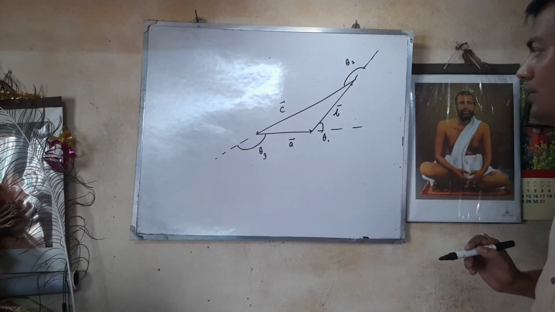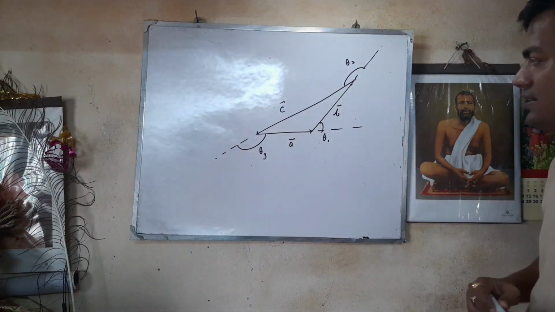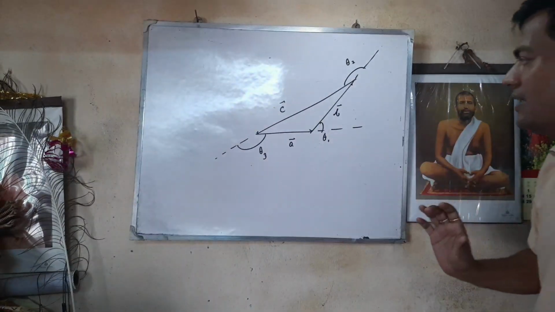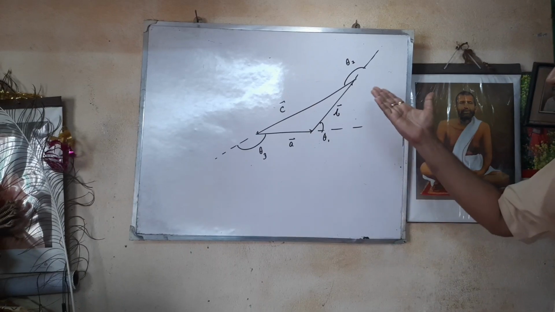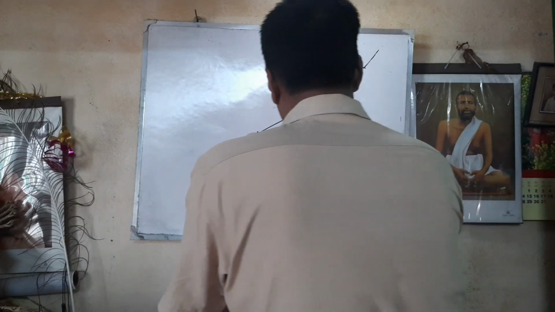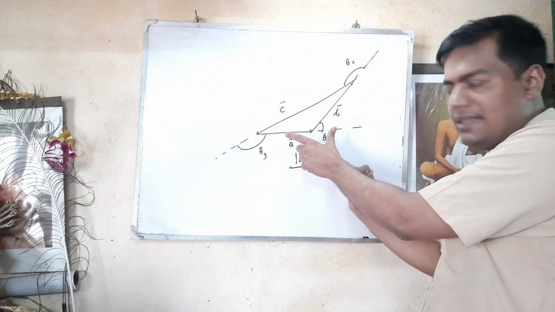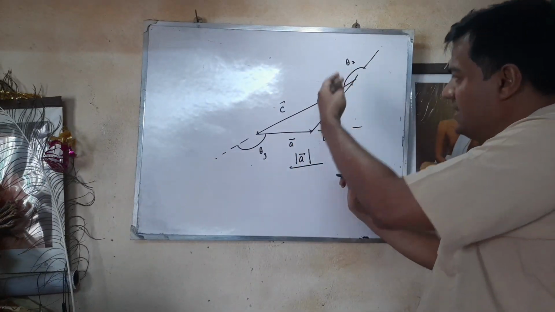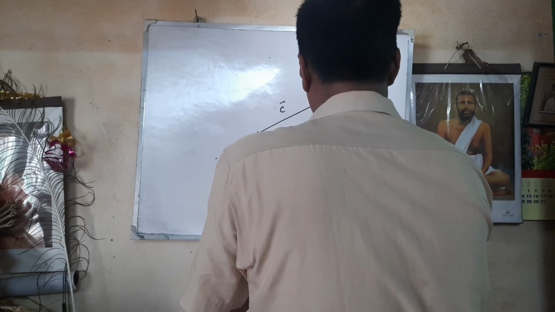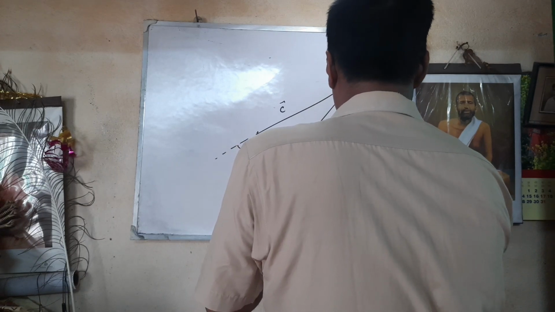Okay. Now, according to the sine law of the triangle, the ratio of the length of a particular side of a triangle to the sine of the opposite angle of the triangle must be constant. That means modulus of A, this is the length of the side represented by the vector A, by sine of the opposite angle of the triangle, that is sine theta 2, equals modulus of vector B by sine theta 3, equals modulus of vector C by sine theta 1.